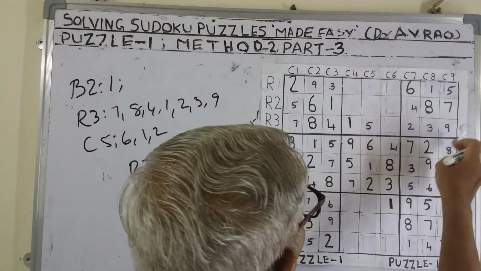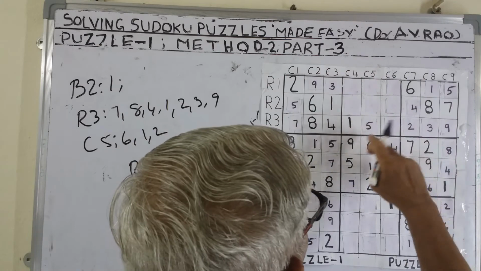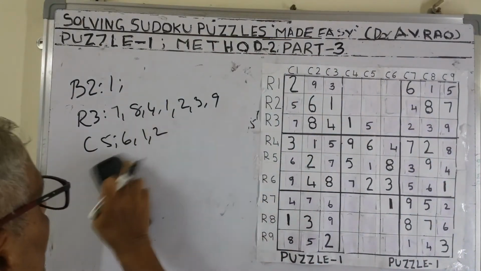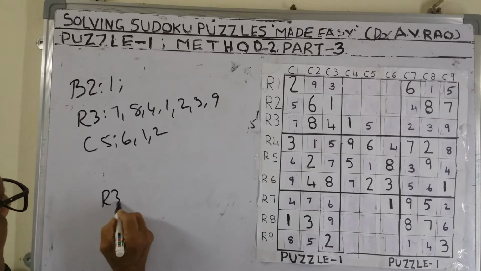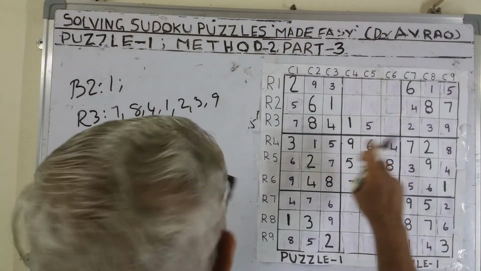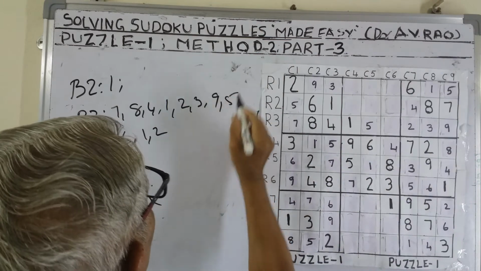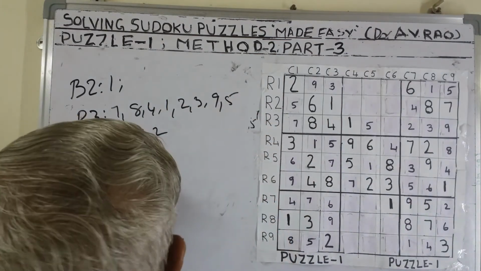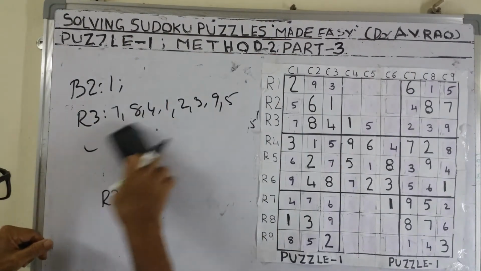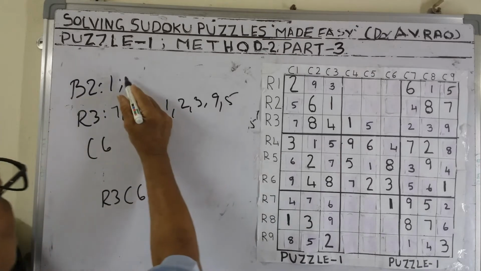Now only one cell is left over in that row, that is R3C6. Cell R3C6 must be filled up. Now in row R3 another number, 5, has been added, and in box 2 also one number has been added, 5.